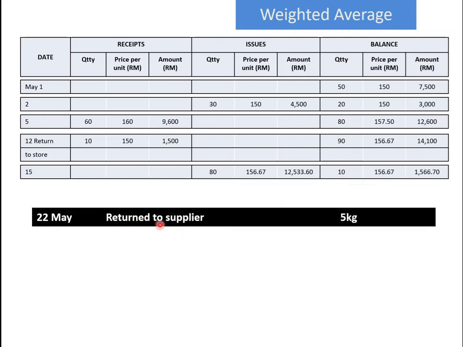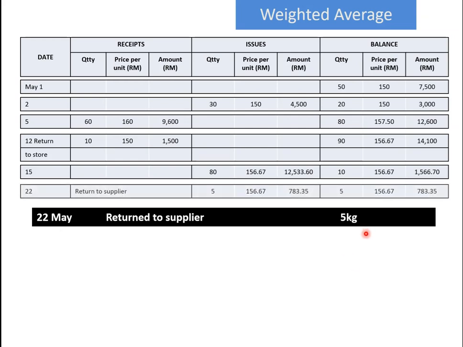Next is return to supplier on 22nd May of 5 kg. Return to supplier is recorded in the issue column. So 5 kg is returned at the price of 156.67. We only have one price, and then the balance of 10 minus 5 is 5 kg, at a price per kg of 156.67.